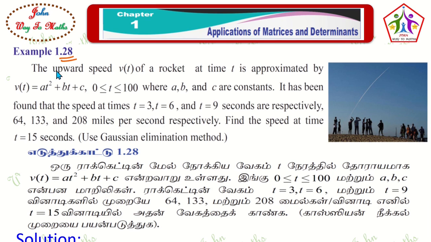Example 1.28. The upward speed v of t of a rocket at time t is approximated by v of t is equal to at squared plus bt plus c, where t lies between 0 to 100 and a, b, c are constants. It has been found that the speed at times t is equal to 3, t is equal to 6 and t is equal to 9 seconds are respectively 64, 133 and 208 miles per second. Find the speed at time t is equal to 15 seconds. Use Gauss elimination method.